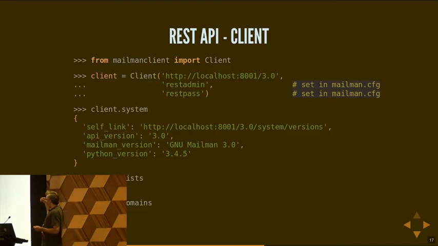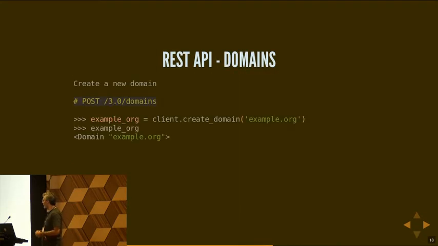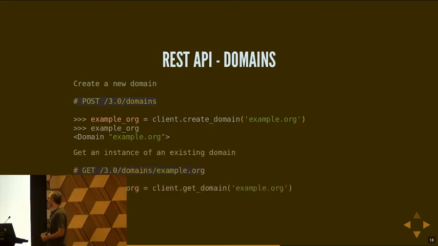You can see I'm using Mailman client here, but I've put the actual REST URL that is called in a little comment, so you can see what's going on in the background, the actual request. So we create a local domain, example.org, using the create domain method of the client object. And what we get back is a domain instance. If the domain already exists, we don't use create domain, but the get domain method, and get back the same thing.